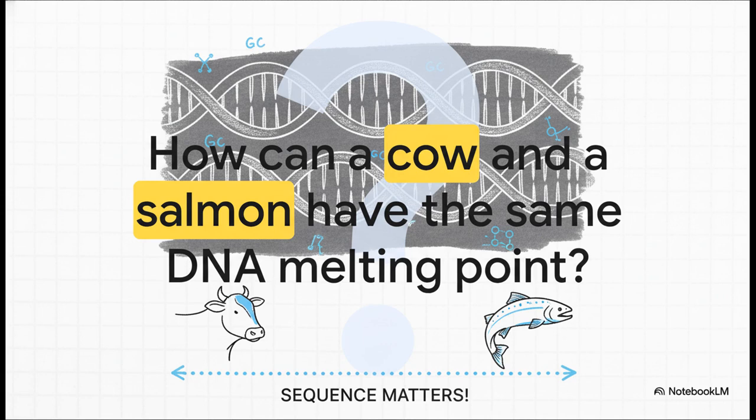And I'll leave you with one last brain teaser to chew on, something to really test your understanding. How is it possible that a cow and a salmon, 2 totally different creatures, could have the exact same DNA melting temperature? Well, if their melting temps are the same, that means their GC content is the same. So what makes them so incredibly different? It's all about the sequence, the order of those letters.